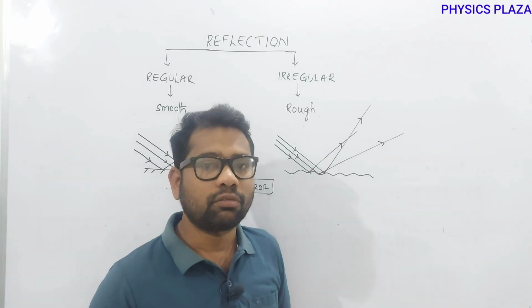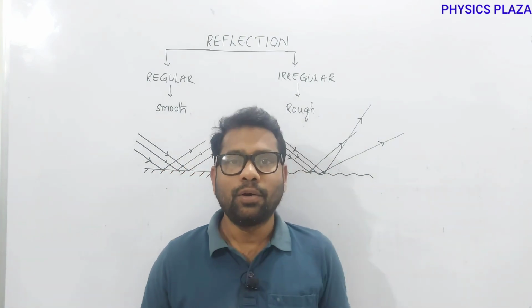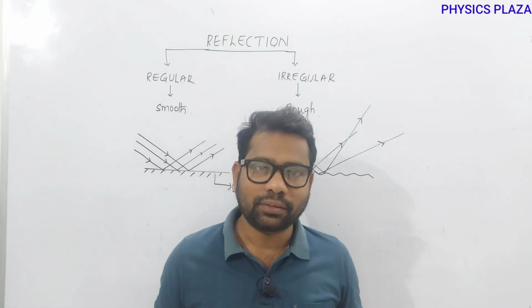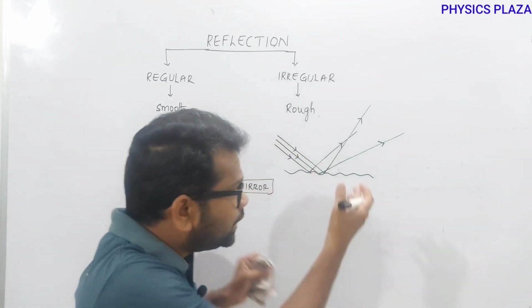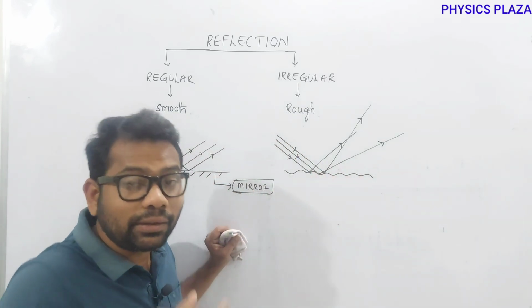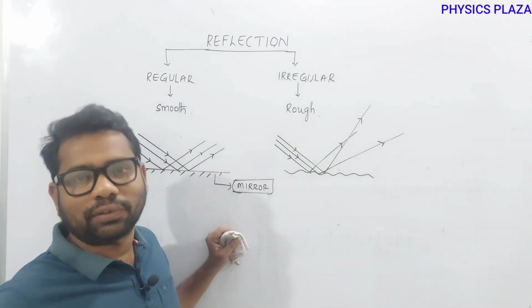In the exam, they may ask you a question: what is that phenomenon which enables us to see things? What should you write? Reflection. Am I right? Mainly I can say it's irregular reflection, not regular reflection. It is purely about irregular reflection.